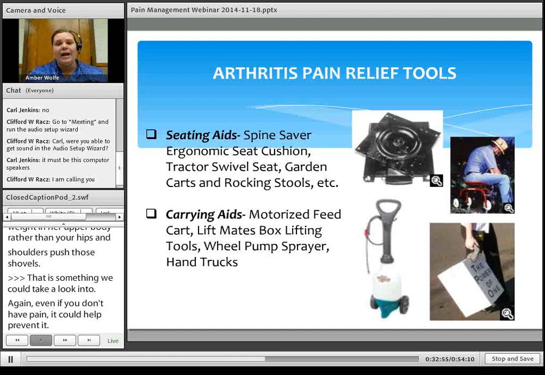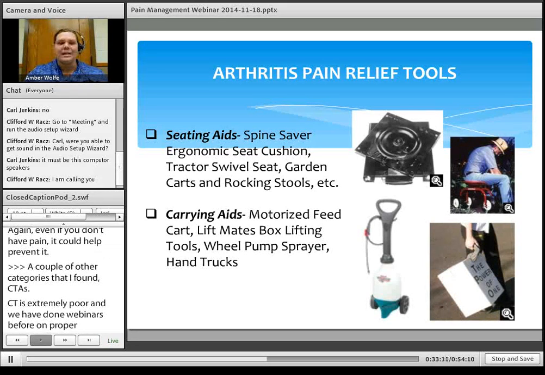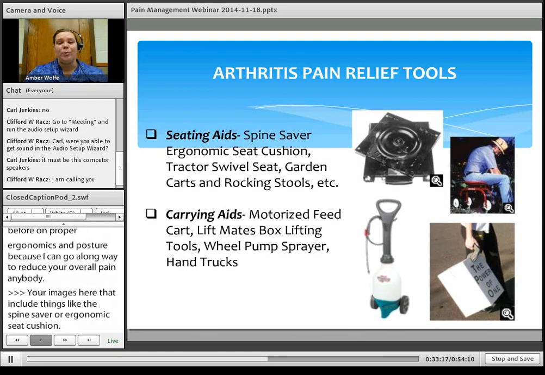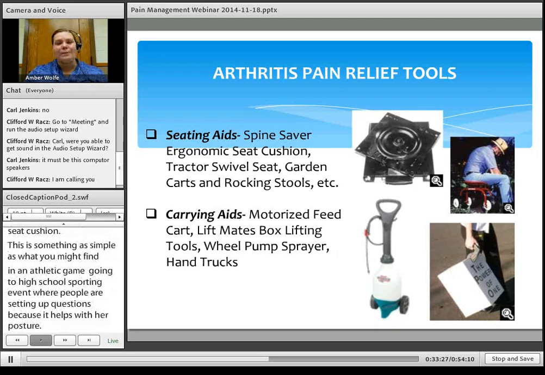A couple of other categories that I found, seating aids. Seating is extremely important, and we've done webinars before on just proper seating and ergonomics and posture because that can go a long way towards reducing your overall pain in your body. There's a couple of images here that include things like the Spine Saver ergonomic seat cushion. This is something as simple as what you might even see at an athletic game or going to a high school sporting event where people are sitting on cushions because it's helping with their posture. Now, not just a simple flat cushion, but something that has a bit of an angle to it or more of a wedge is going to put your body in the proper position.